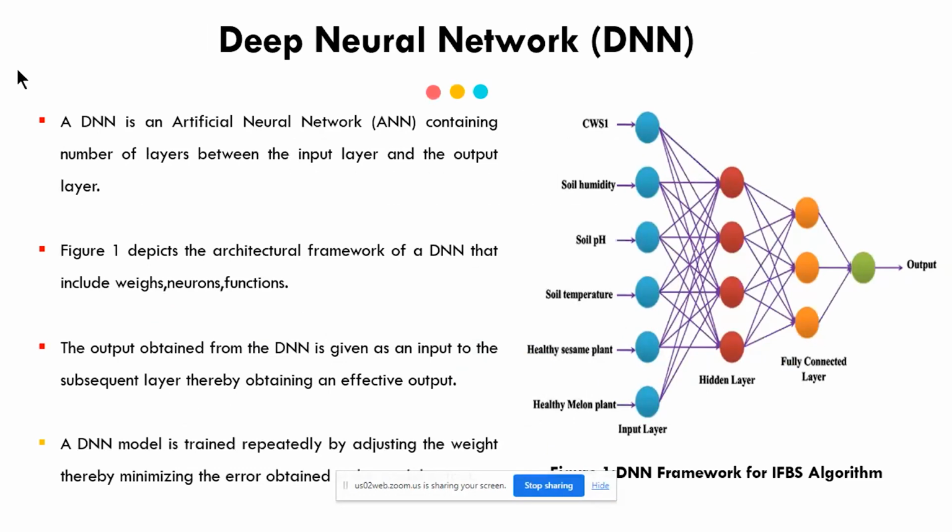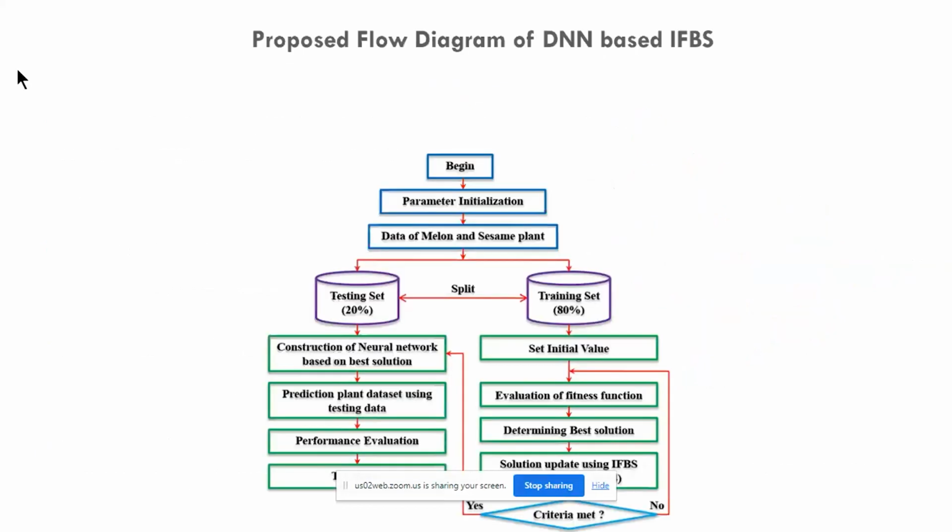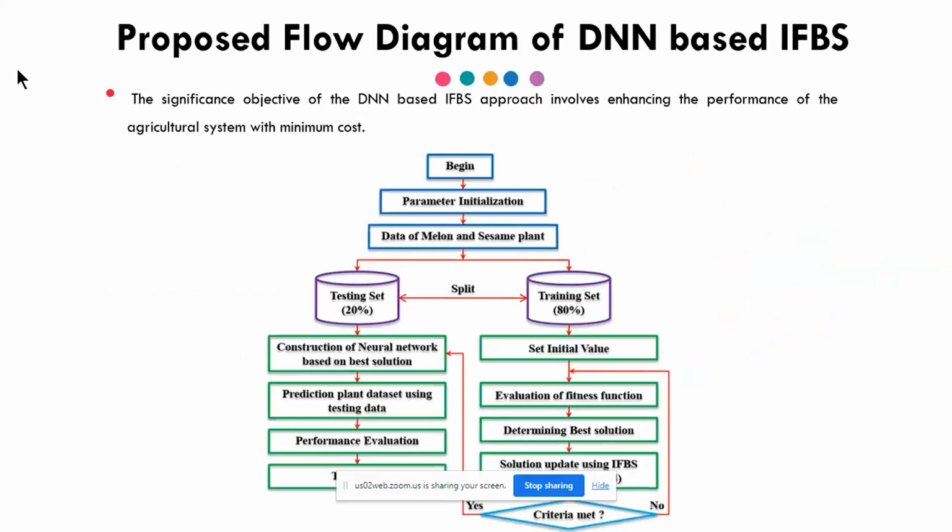So we are combining the deep neural network along with this IFBS algorithm for disease prediction in agriculture automation. This is the flow diagram of my research work, which I have currently done. Here the parameters have been examined. By using the melon and the CCM plant, 20% of the data is given for testing and 80% is given for training. So we are constructing the neural network accordingly with the testing and training data sets, and we are setting the criteria.